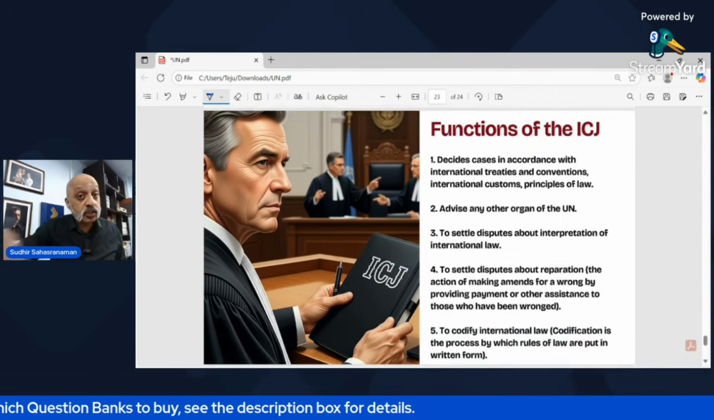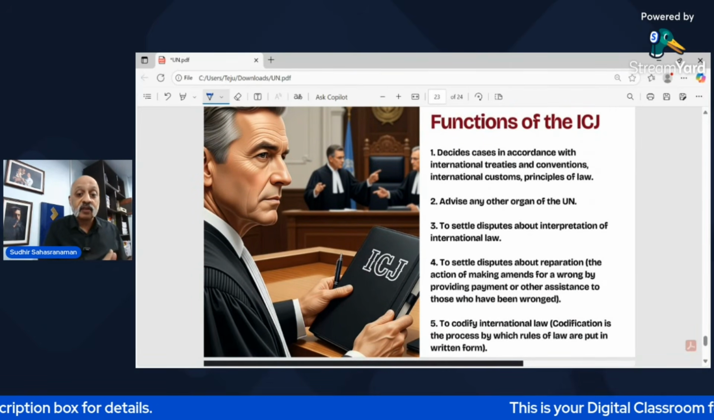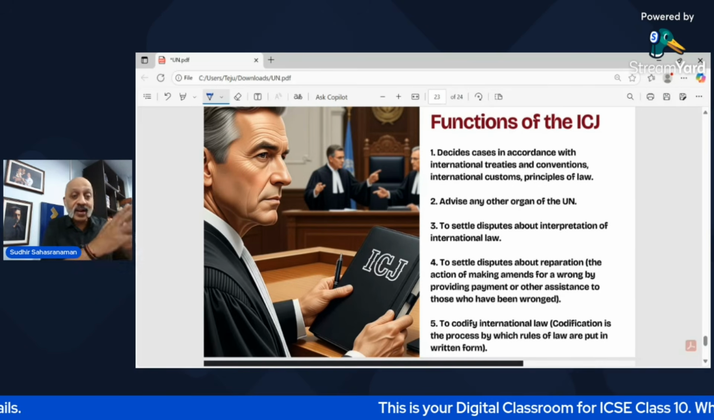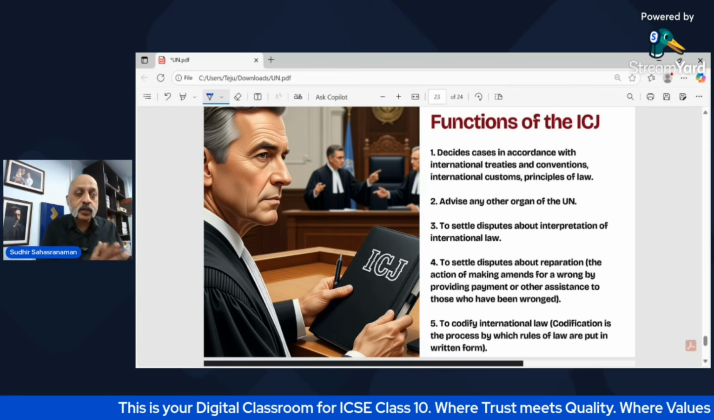Then what are the functions of the ICJ? They decide cases in accordance with international treaties and conventions, principles, laws. So there are international laws. So for example, it could be water disputes. It could be territorial disputes.